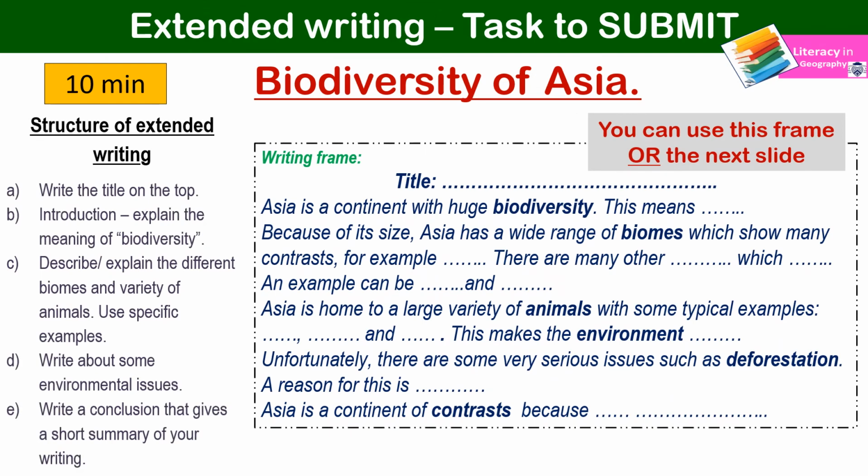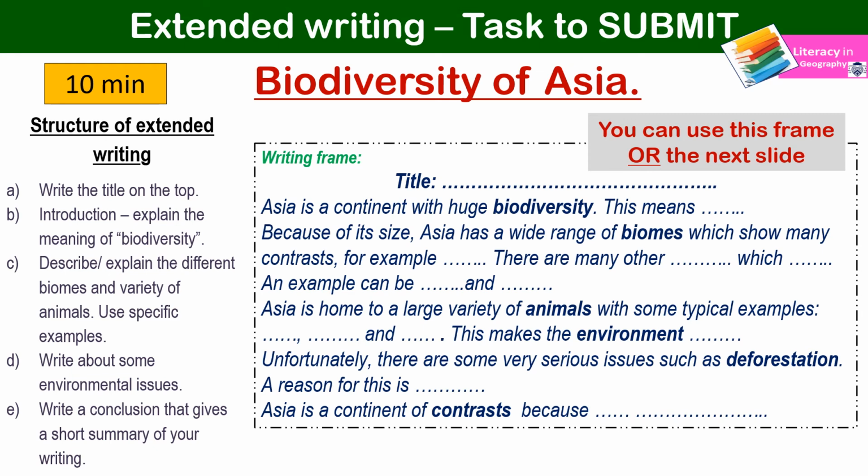So your final task is your extended writing task, and this is the task I want you to submit to your teacher. Okay, so you're going to be writing for 10 minutes, and I mean a minimum of 10 minutes, about the biodiversity of Asia. Just remember that biodiversity means the range of flora and fauna in a given area. Okay, you can use this writing frame if you want to, but there is also a few points here that could help you if you're going to be writing without a writing frame.